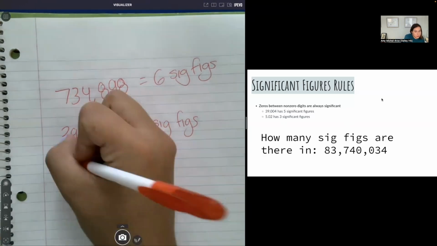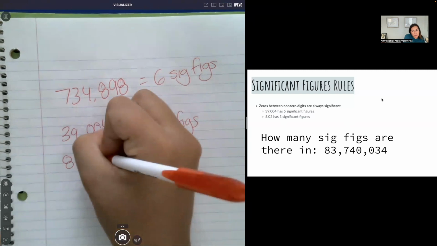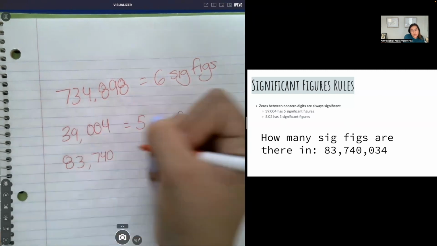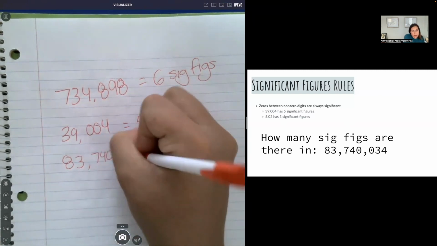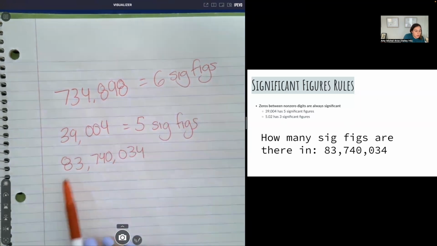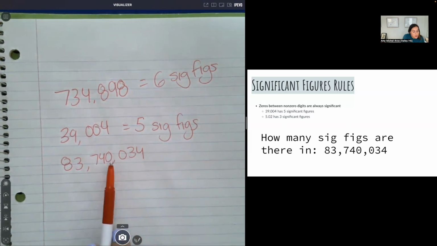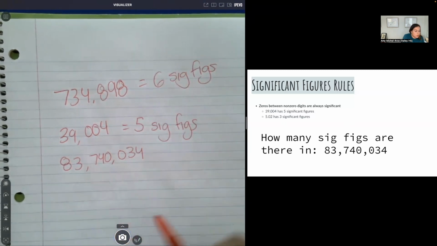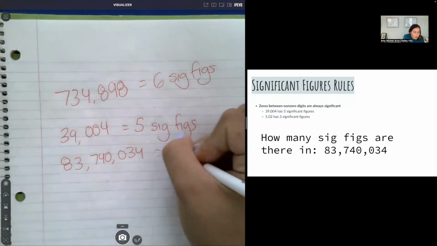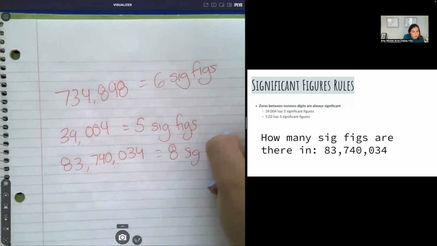How many significant figures are in 83,740,034? Say 1, 2, 3, 4, 5, 6 because they're not zeros. 7, 8 because they're between 2 non-zeros. This is 8 significant figures.